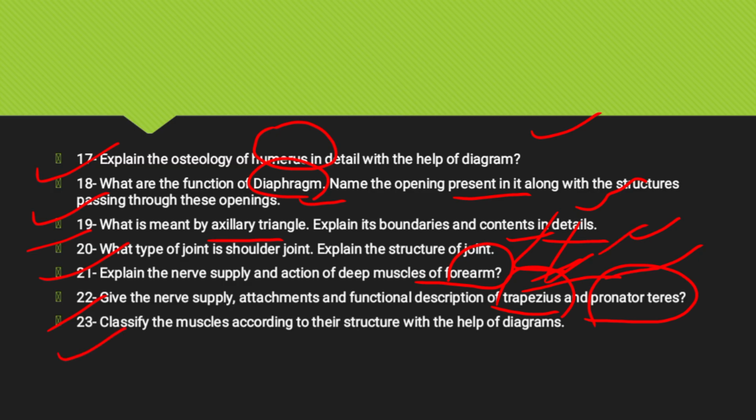And the last question is question number 23, which is most commonly asked. Classify the muscles according to their structure with the help of diagrams. It is in the general anatomy section. These are some important questions that are asked in the DPT first semester anatomy.